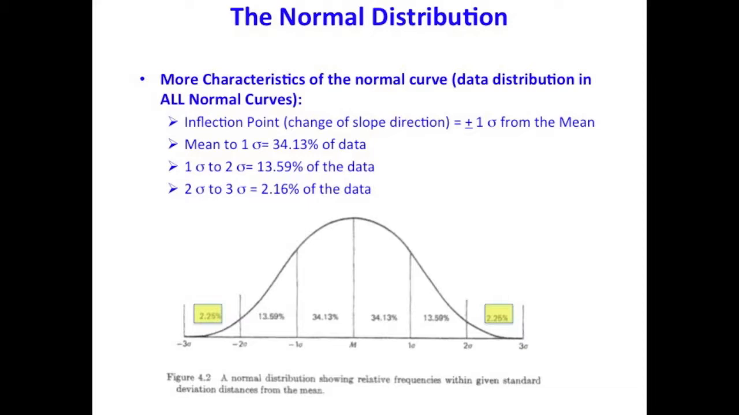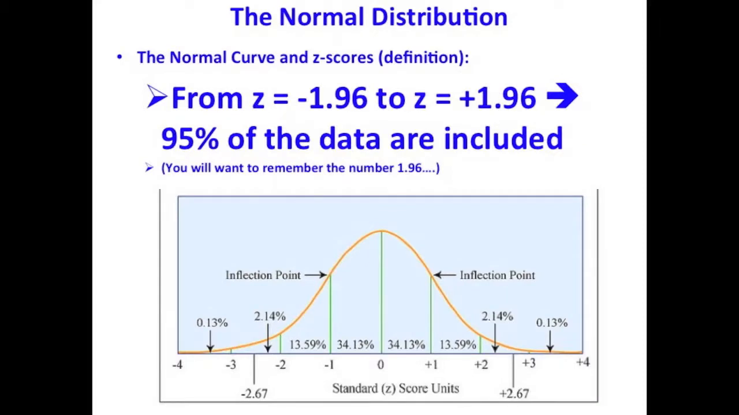If you move two standard deviations above and below, you'll capture about 95.5% of the data. Now, people don't like to use those kind of weird numbers, and so people like to talk about 95% of the data. So what captures 95% of the data in a normal curve? Moving exactly 1.96 standard deviation units above and 1.96 standard deviation units below the mean.